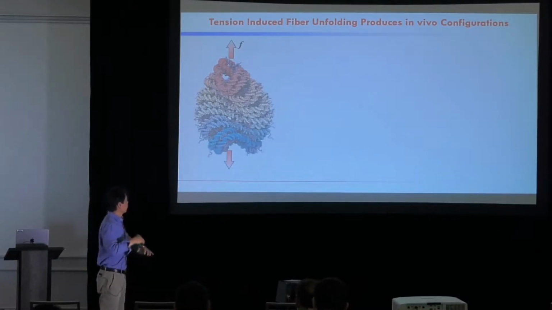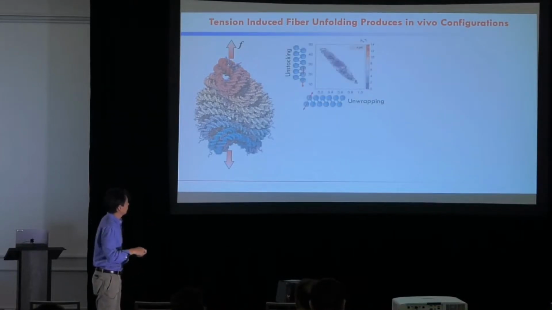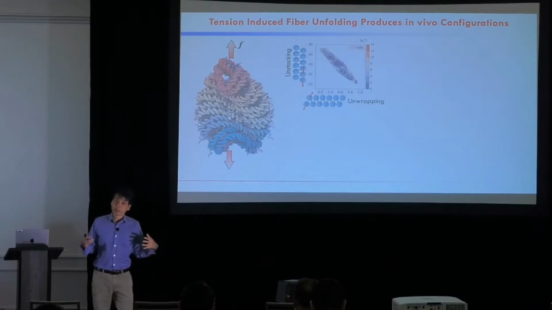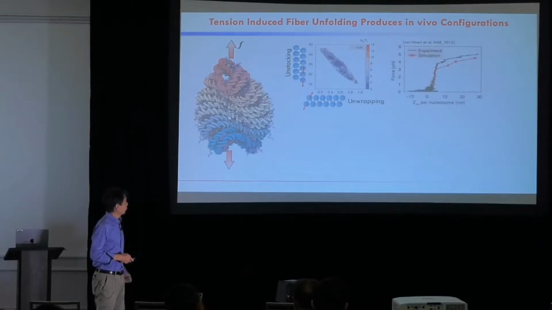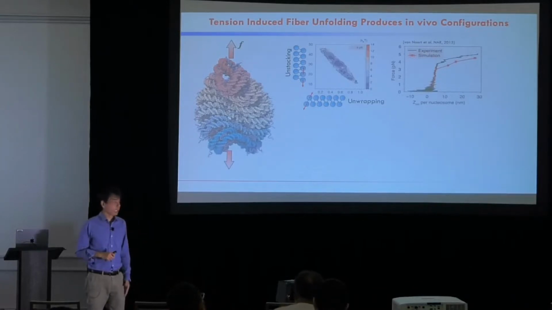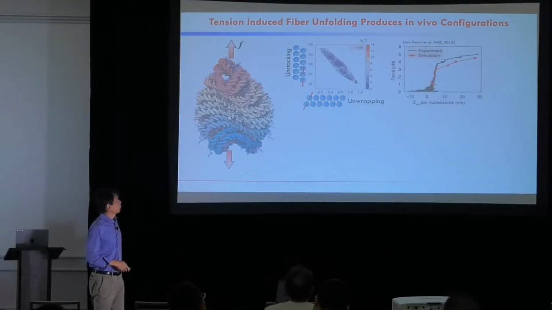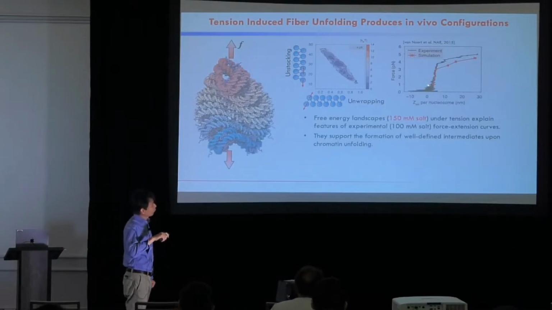To facilitate unfolding, we apply a tension at the two ends. Then we look at a different mode of chromatin unfolding, and we can compute a free energy profile. From those calculations, we can compute a force extension curve, and from those force extension curves, we can also compare with the single molecule experiment. I would say that the agreement is quite reasonable, especially considering we use a slightly different salt concentration. But what's really exciting is that our simulation also captures those two clear regimes.